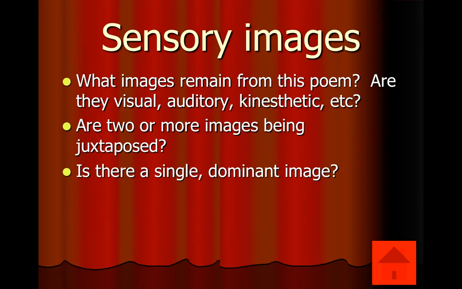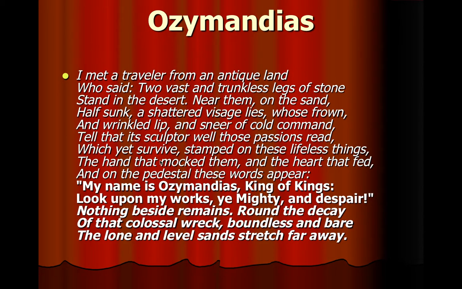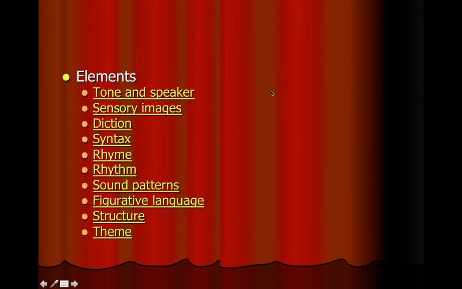So what are some of the most important images? And again, what you want to do is go back to the poem and go back to the actual language. And so what gives us visual imagery? What gives us auditory and kinesthetic things we can touch and feel? So going back to the poem again, I would say some things that really give me a visual sense of it. Two vast and trunkless legs. Whoops.